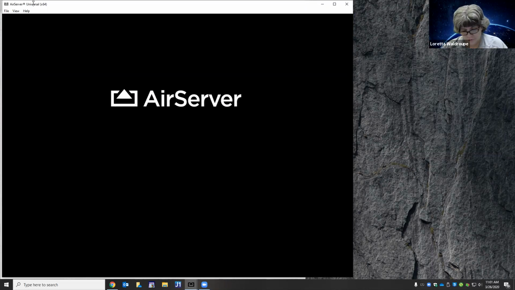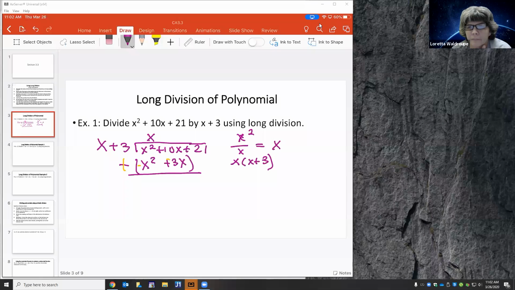And my AirServer disconnected again. The iPad keeps disconnecting the internet, and when it does that, I lose connection of my screen. Okay.